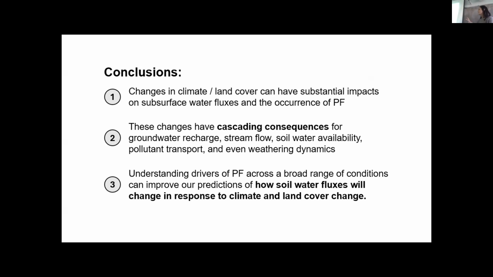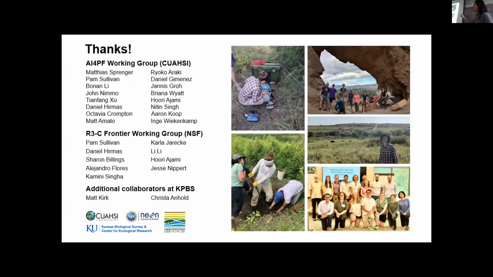And so doing something like this NEON project, where we're looking at preferential flow across a wide range of sites, can help us make better predictions about how soil water fluxes might change when we alter the climate or we alter the land cover in the future. So that's all I have for you today. There's a ton of people in both that preferential flow NEON project and this work at Konza that have done a lot of this work as well. So that's all I've got.